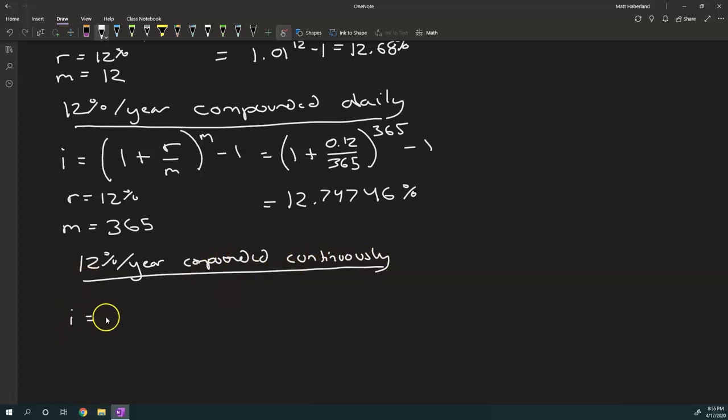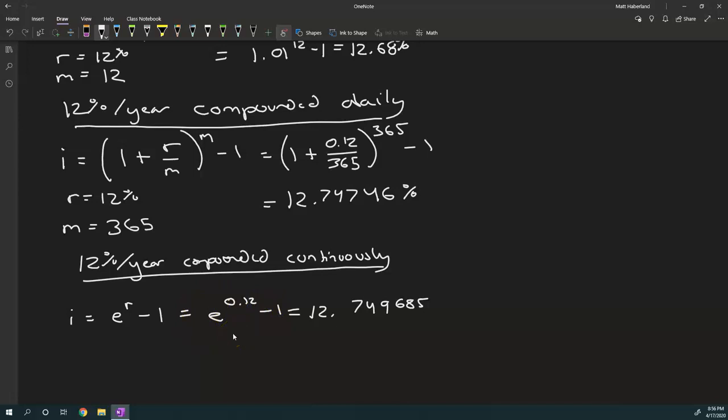I is equal to e to the nominal interest rate minus 1. In this case, this is still that 12%. We can just calculate e to the 0.12 minus 1. Let me calculate that out. And that is going to give us 12.749685. All right, so we haven't changed very much. So it doesn't really matter whether you compound daily or hourly or every minute or continuously even. It's going to converge towards this number.